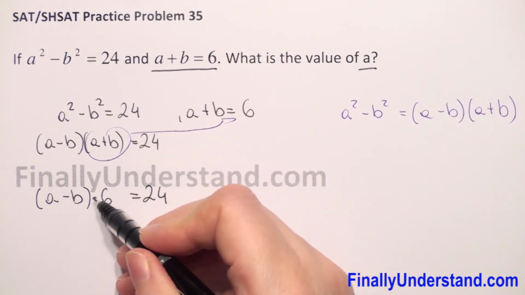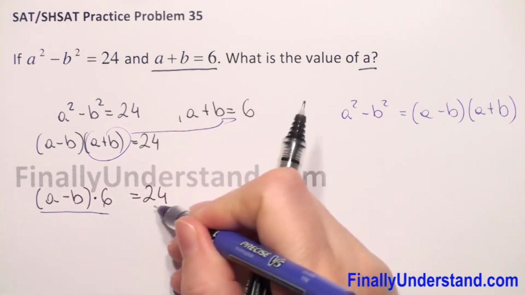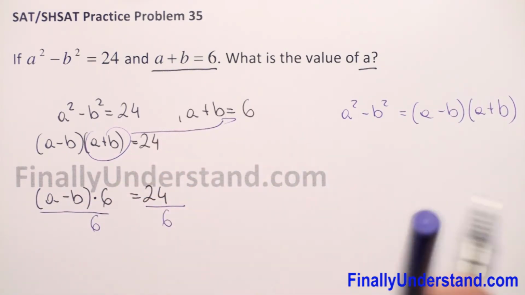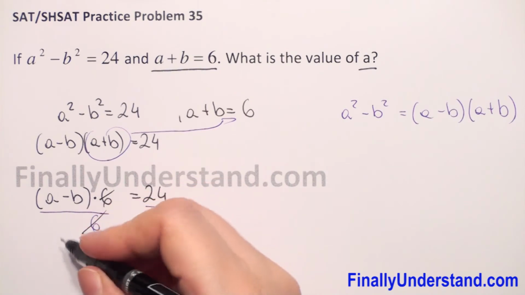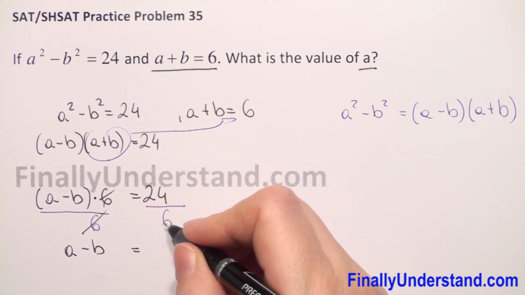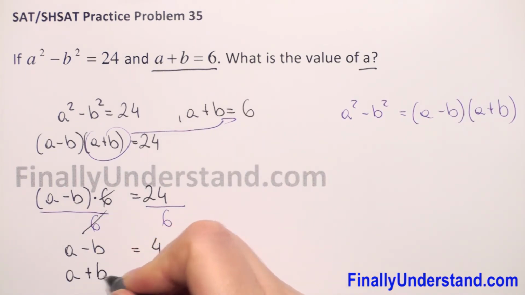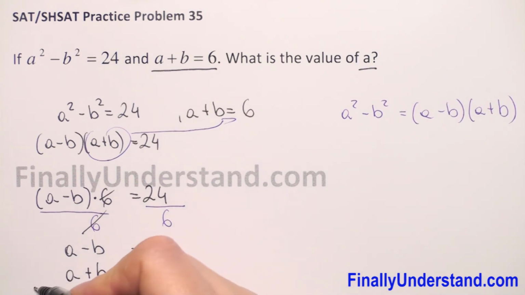Because we have multiplication on the left side, now I will divide by 6 both sides. So 6 and 6 will reduce, and we have only a minus b is equal to 24 divided by 6, which is 4. So we have a minus b is equal to 4, and we have that a plus b is 6. So let me copy this equation. Well, now we have two unknowns and two equations, so we will use the addition and subtraction method.